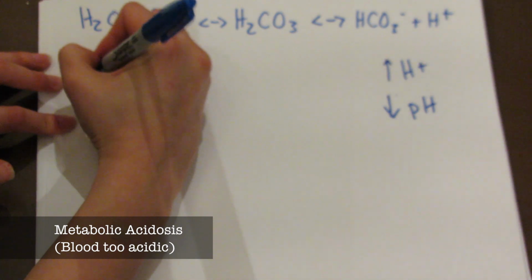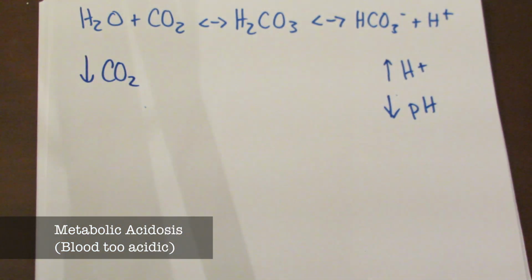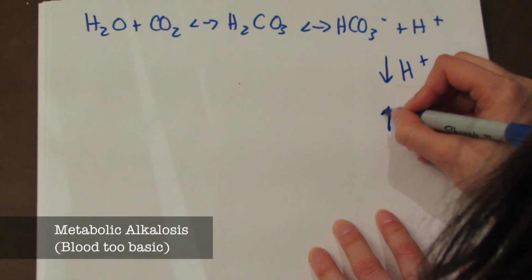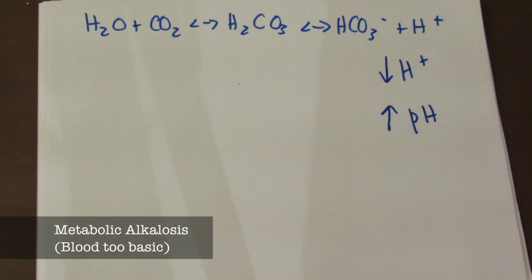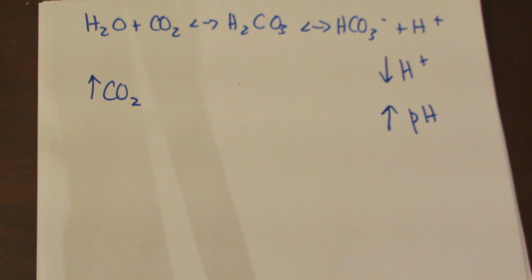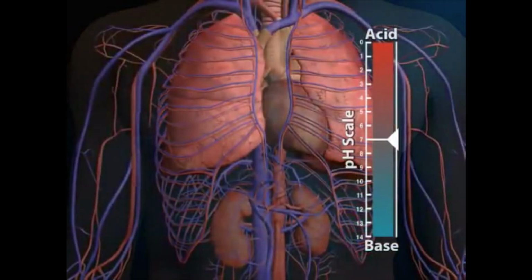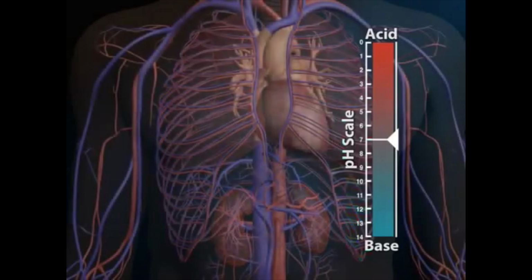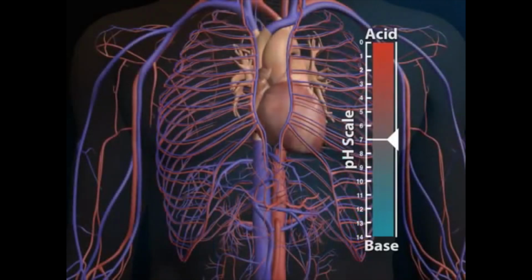The lungs try to compensate by absorbing less carbon dioxide. Metabolic alkalosis occurs when there is a low hydrogen ion concentration, which results in a high pH, and the lungs try to compensate with more carbon dioxide. Metabolic acidosis and alkalosis are much more difficult to deal with than respiratory alkalosis and acidosis, as usually this indicates that there is something wrong with the kidneys.